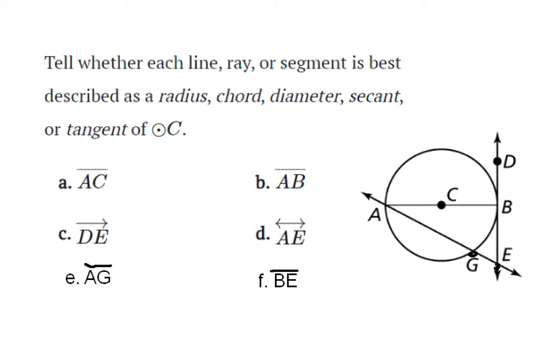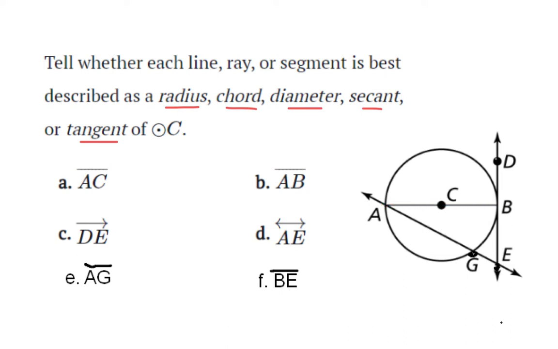So the first question we see in this chapter is, decide what the names of these segments are. So they list for us, is it a radius, a chord, a diameter, a secant, or a tangent? I've got a couple other symbols in here as well. If we look at AC here, that would be the radius of the circle. AB goes all the way across, that would be the diameter of the circle. So those are terms we've known for a long time now.